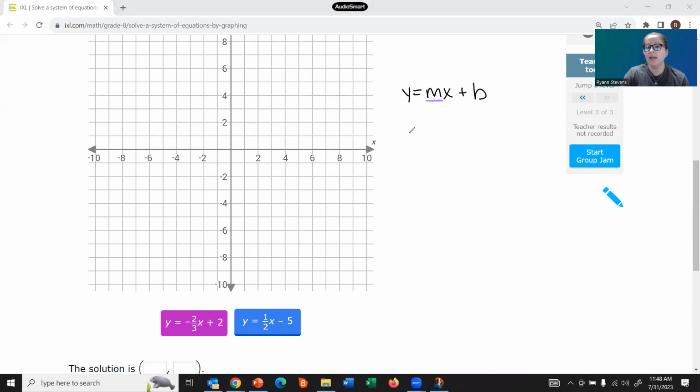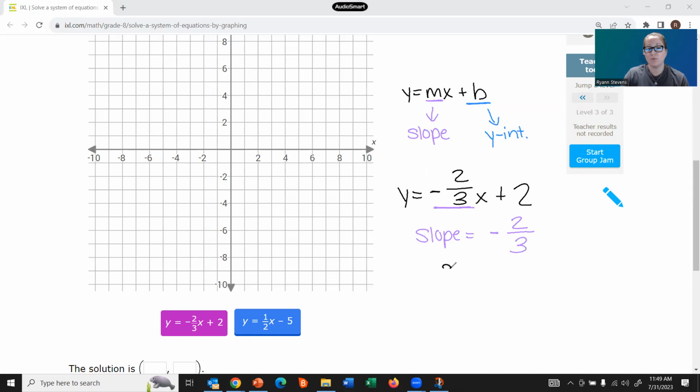The number that's going to be in front of x or in place of m is going to represent our slope. And then the number that's in place of b, or plus b, could be plus or minus, is going to be our y-intercept. So we're going to look at the purple equation first. We've got y equals negative 2/3 x plus 2. So our slope is going to be this number that's in front of x, the whole thing, including the sign. So this would be our slope is negative 2/3.